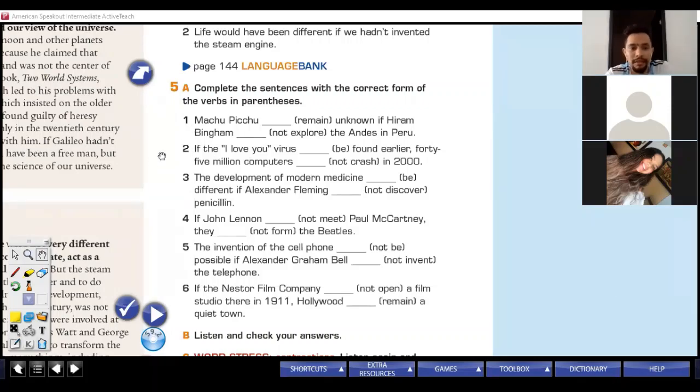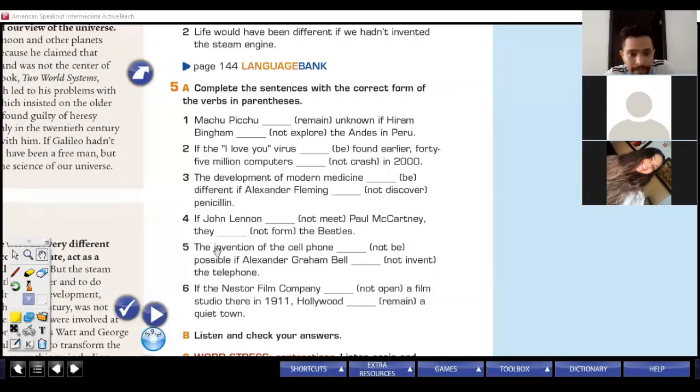If the I love you virus. Number two. If the I love you virus had been found earlier, 45 million computers wouldn't have crashed in 2000. Wouldn't have crashed in 2000. All right. Number three. The development of modern medicine would have been different if Alexander Fleming hadn't discovered penicillin. Penicillin. Very good, Miss. Hadn't discovered penicillin.